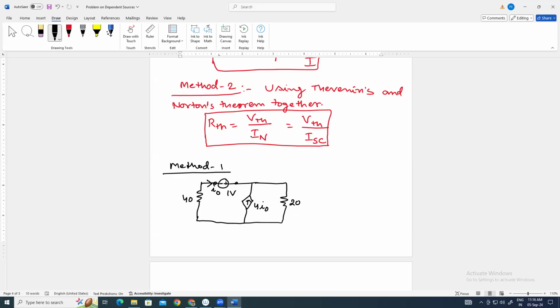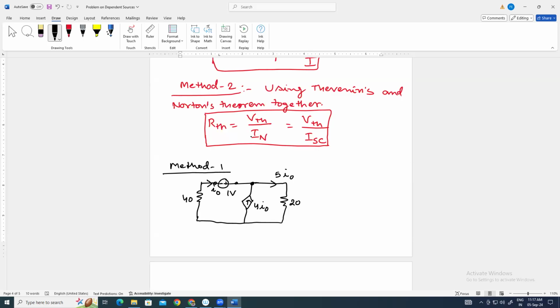Okay. So what will be the current flowing through this branch? As per the calculations that we have done in the previous class, if we apply KCL at this node, total will be 5 I naught, 4 I naught and I naught, 5 I naught. And by applying KVL in the outer loop, we can calculate the value of I naught.